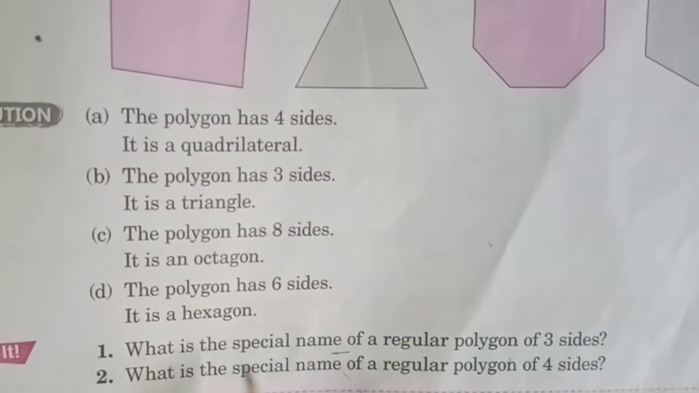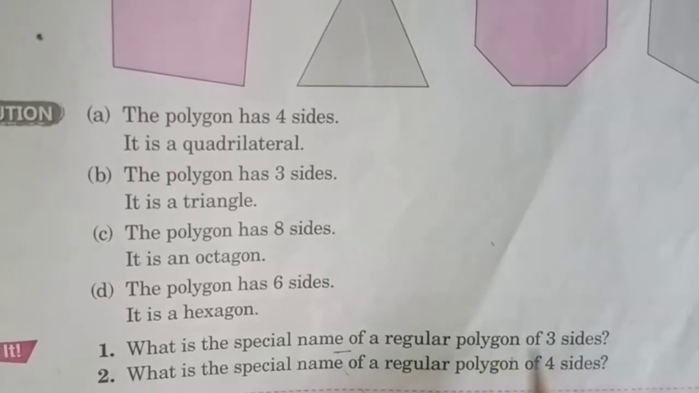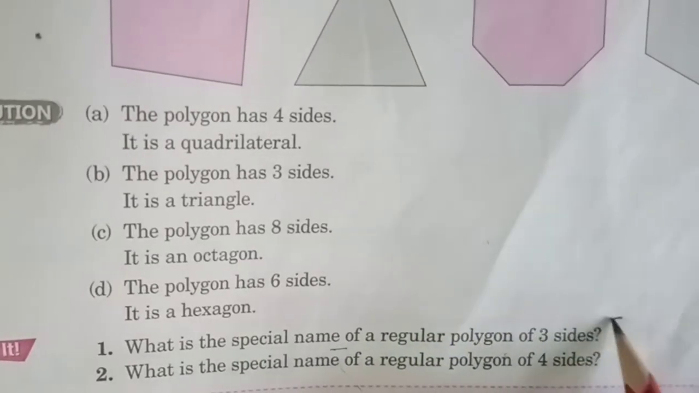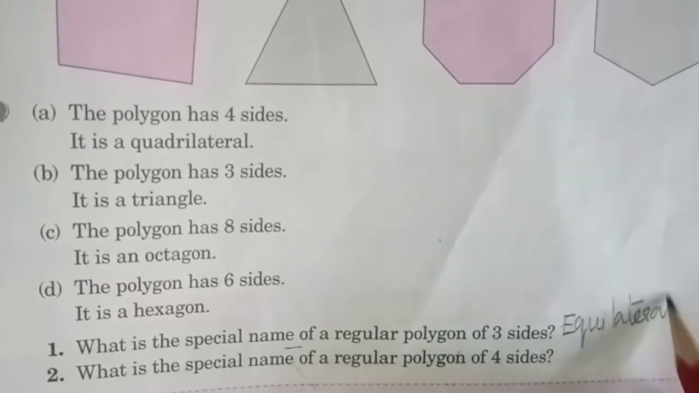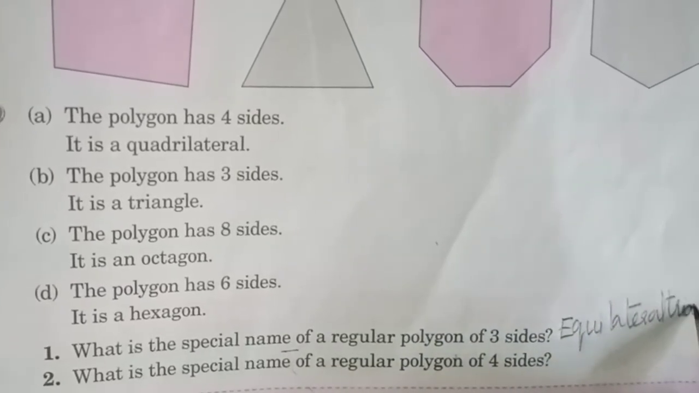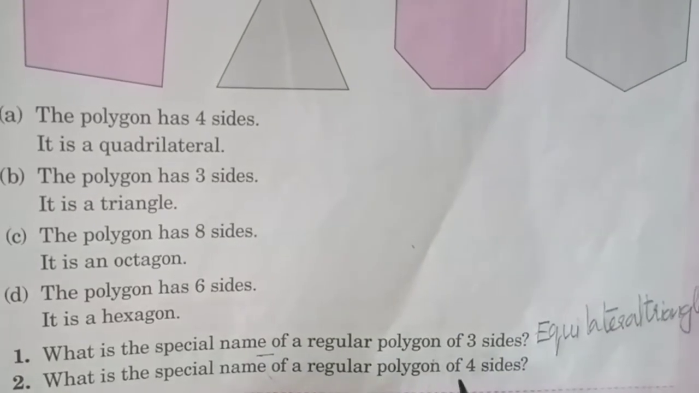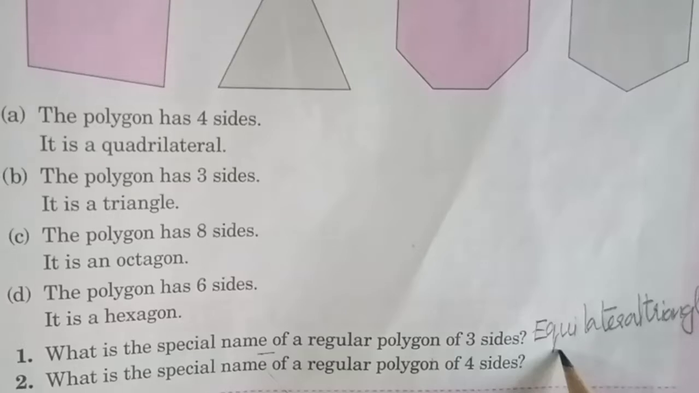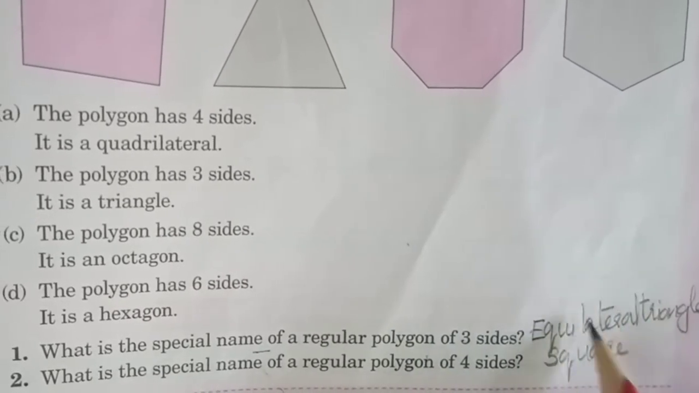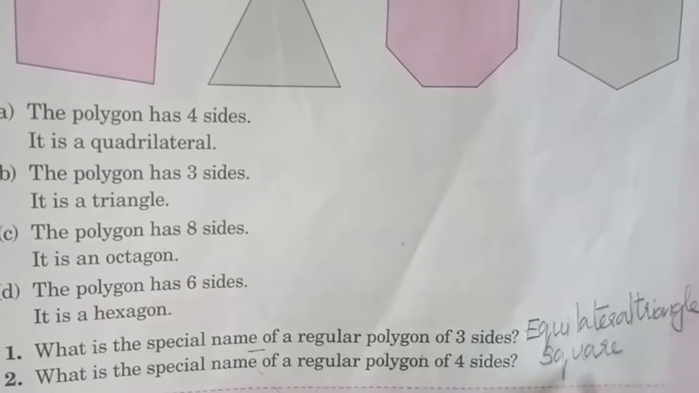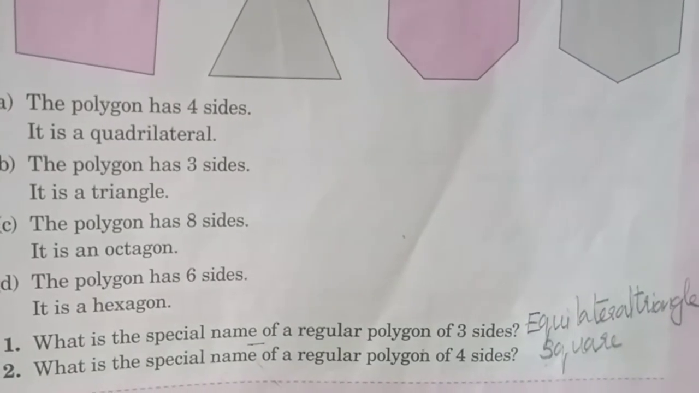First question, what is the special name of a regular polygon of 3 sides? A regular polygon of 3 sides is an equilateral triangle. The next question, what is the special name of a regular polygon of 4 sides? 4 sides, square. So in an equilateral triangle, 3 sides and 3 angles are equal. In a square, 4 sides and 4 angles are equal.